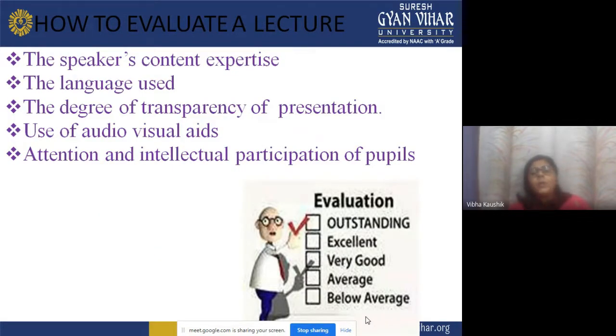How to evaluate a lecture? The teacher can use a technique: how was my lecture of today? The speaker's content expertise: whether the teacher has the full knowledge or information related to the content which he has delivered today. The language use: whether appropriate language was used by the teacher or not.